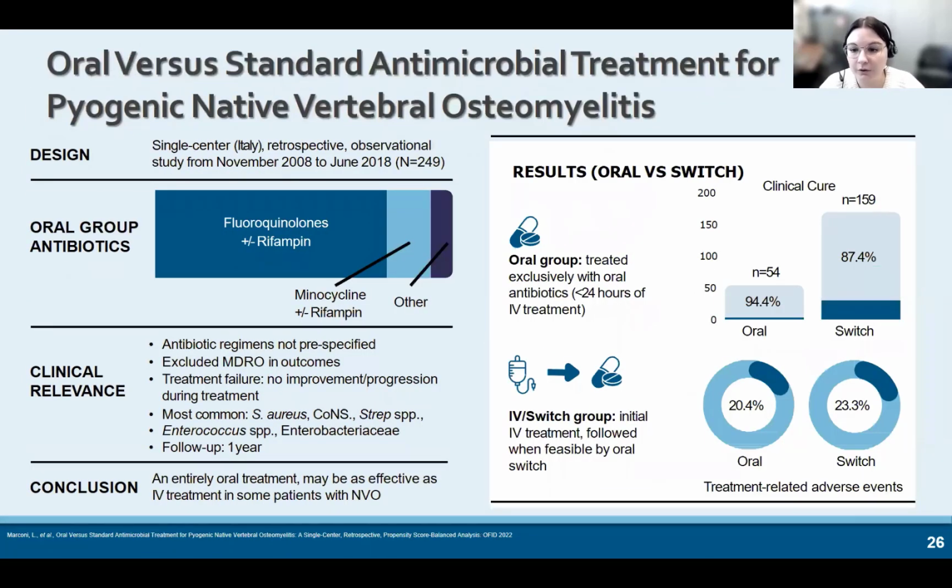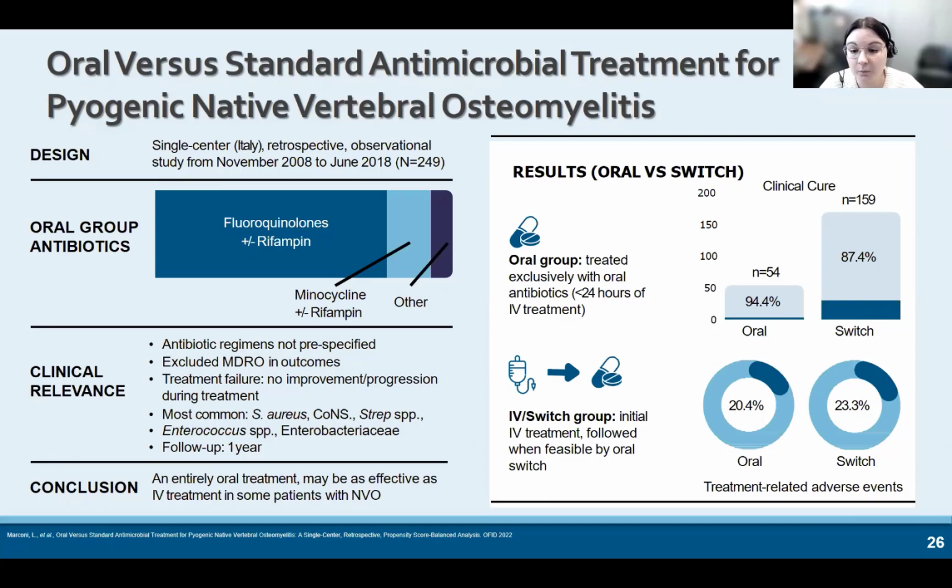Next trial is the oral versus standard antimicrobial treatment for pyogenic native vertebral osteomyelitis. The aim of this study is to assess whether there's an association between the administration of an entirely oral antibiotic therapy and the clinical outcome of native vertebral osteomyelitis. It was a single-center retrospective observational study including 249 participants with pyogenic native vertebral osteomyelitis over a 10-year period from 2008 to 2018. These participants did not have a history of previous vertebral surgery or infection.